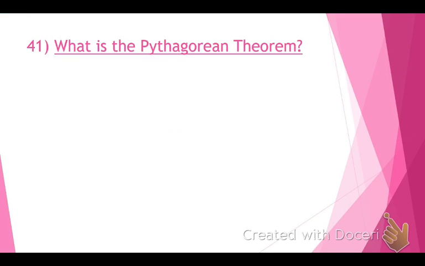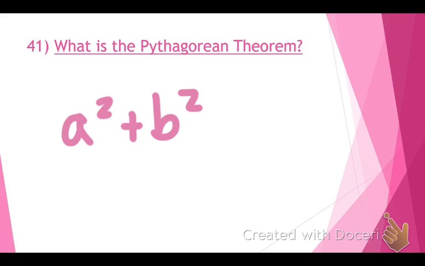Okay, so let's go ahead and start with question number 41. First up, Marcus, what is the Pythagorean Theorem? A squared plus B squared equals C squared. All right, everyone, let's say it together. A squared plus B squared equals C squared. All right, so that's the Pythagorean Theorem.